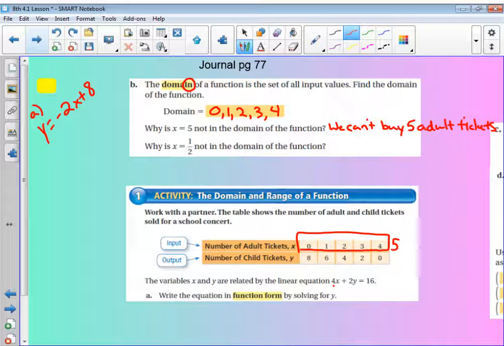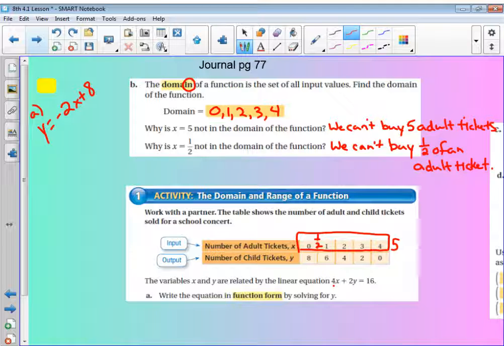Why is x equals a half not in the domain of the function? So why can't we put something like a half in here? Remember that 0 is representing 0 adult tickets, and 1 is representing 1 adult ticket. Why can't we buy a half? Because we can't buy a half of an adult ticket. So that's just understanding.